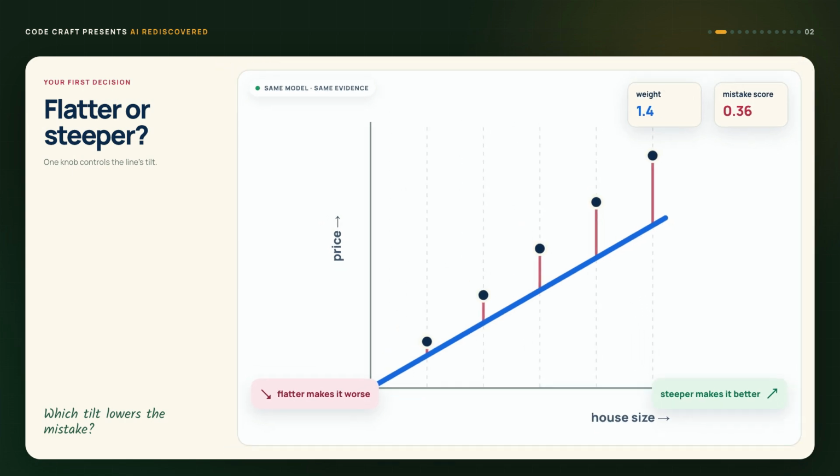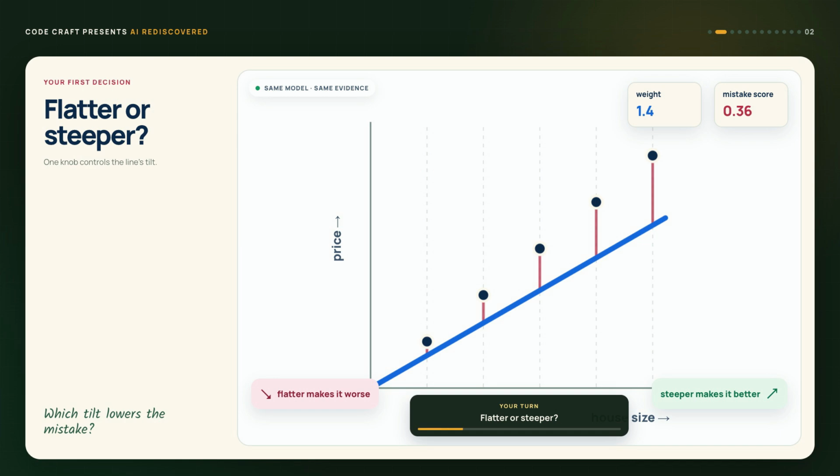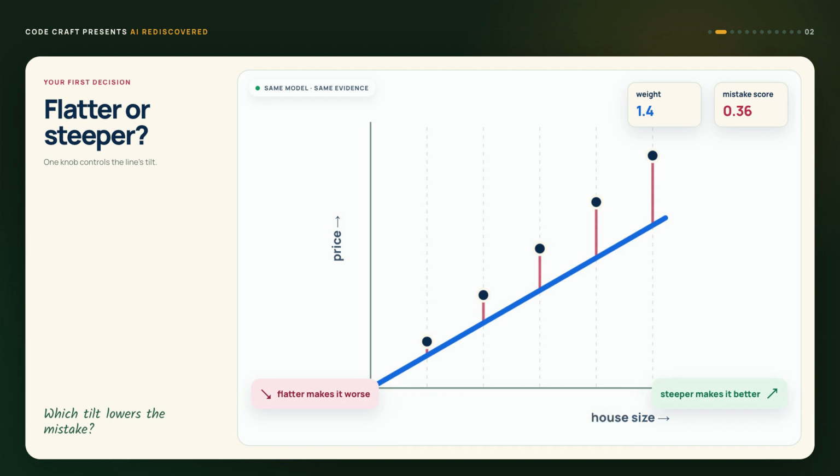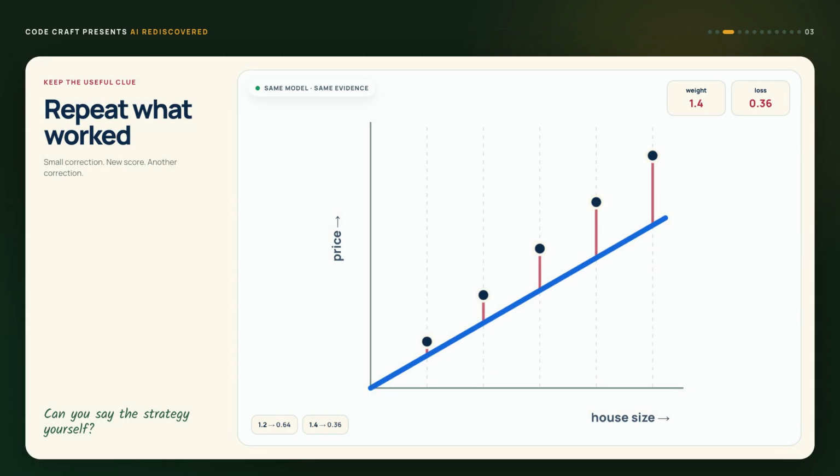If you were the machine, would you make the line flatter or steeper next? Pause and decide. The steeper nudge gave the smaller mistake, so steeper is the useful direction here. We still have not found the best line, but we learned something reusable.